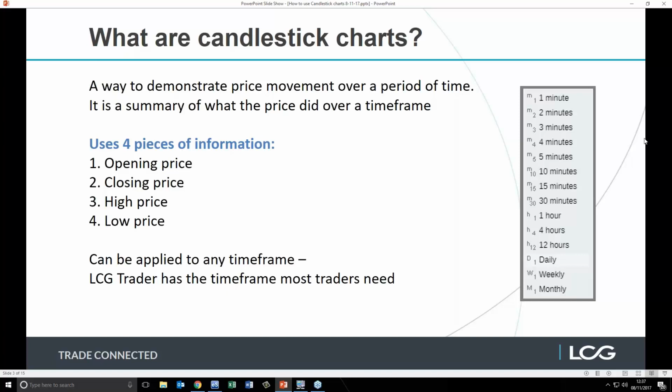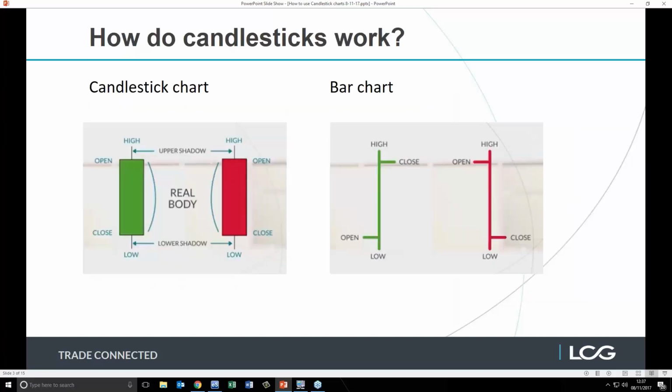So whatever kind of trader you choose to be, a day trader who places 100 trades a day, or a position trader who places a handful of trades a year, you can still apply these same techniques.